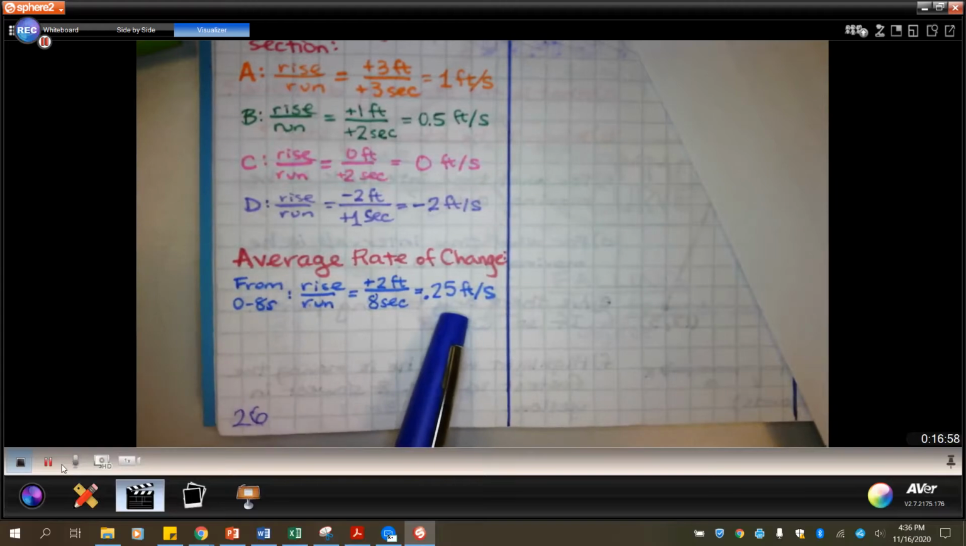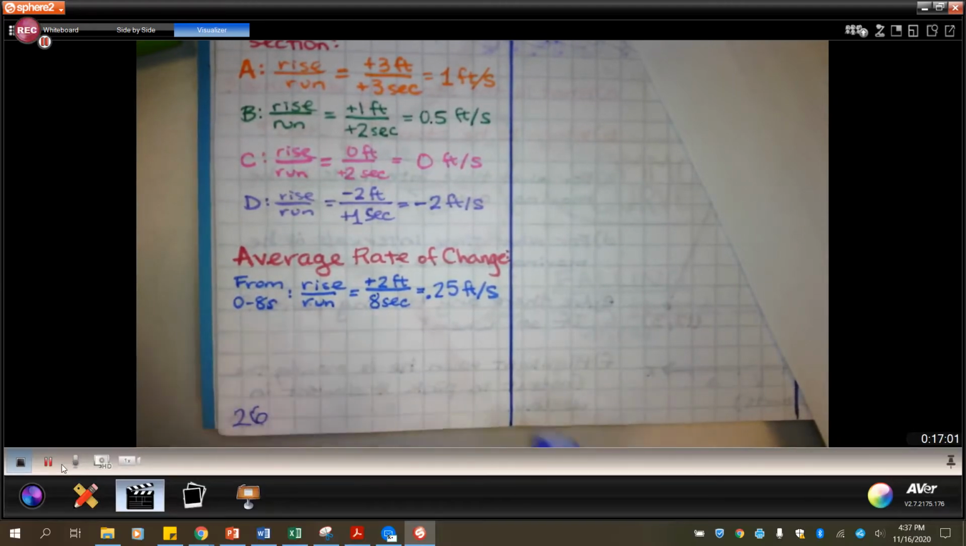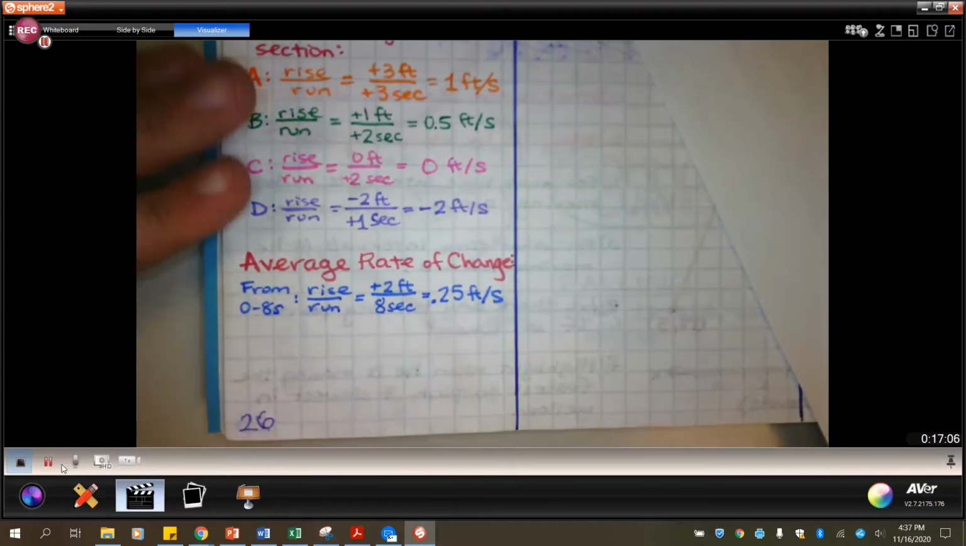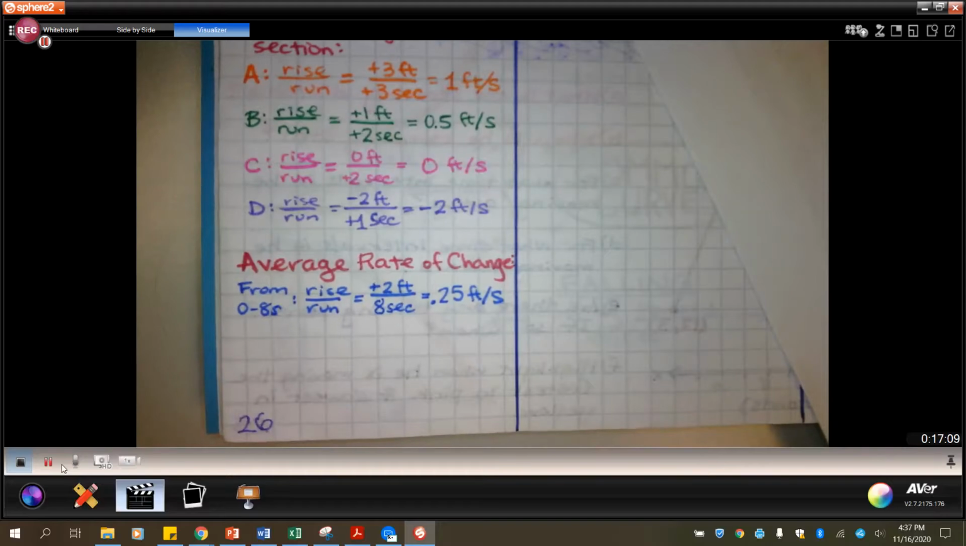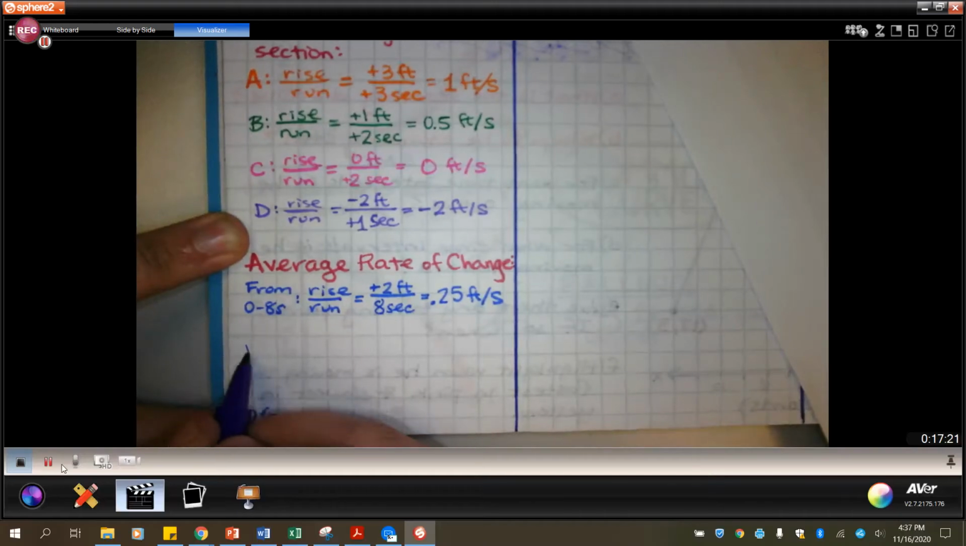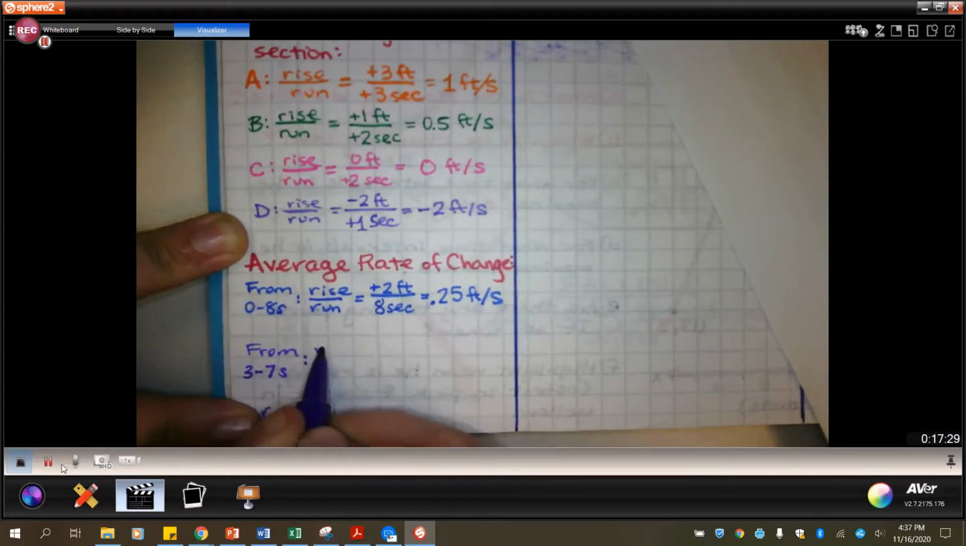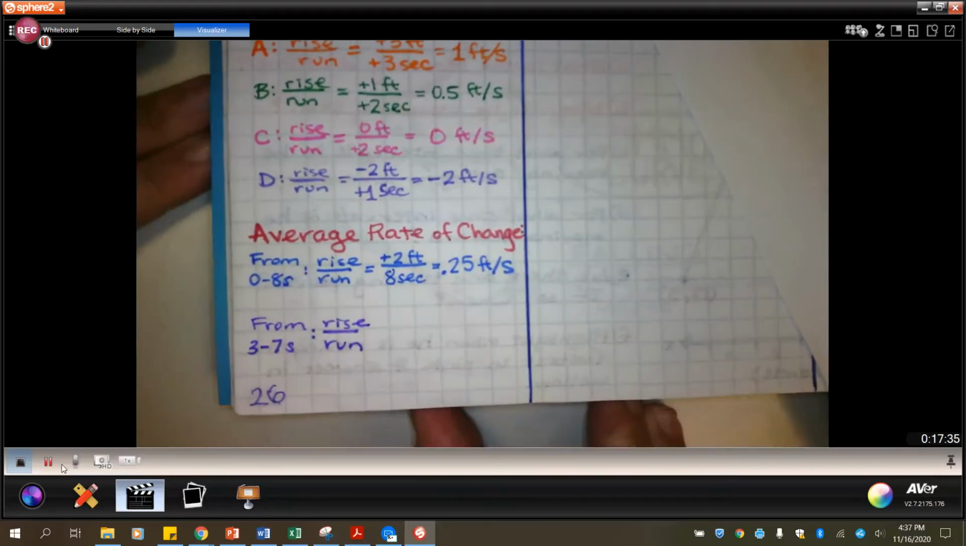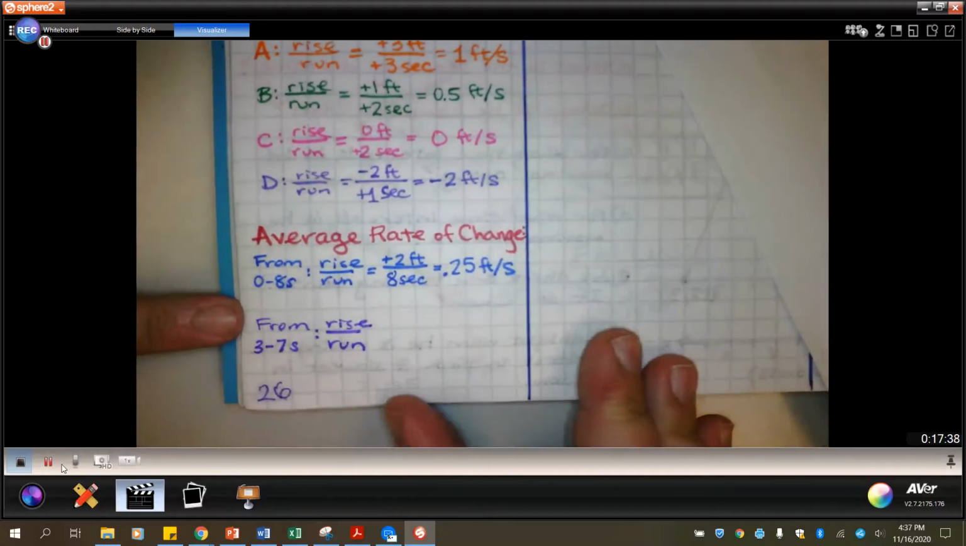Okay? And you can do that between any 2 points. For example, let's go from, let's see here. I gotta pick a new color. Let's go with purple. It's kind of close to blue, unfortunately. From 3 to 7 seconds. You can kind of tell the difference. This is purple, y'all. Sorry. Okay, from 3 to 7 seconds.